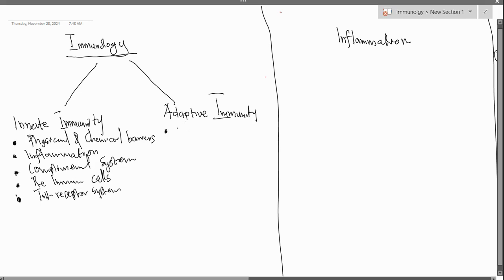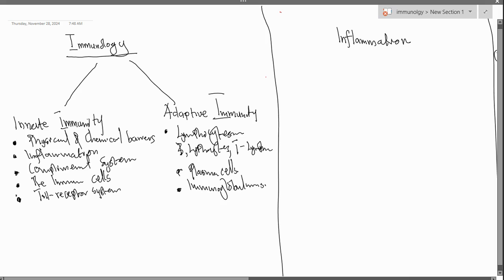Alright, so under the adaptive immunity, we basically have the lymphocytes, whether B lymphocyte or T lymphocyte. It also involves the plasma cells. Then we also have immunoglobulins. Alright, so now our focus today is going to be about the inflammation process.